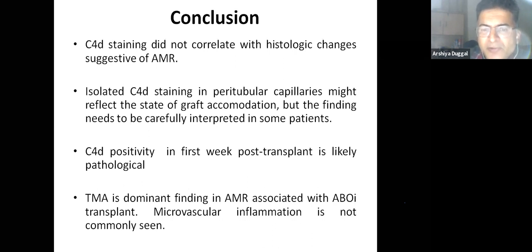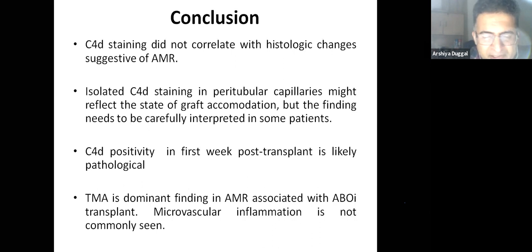You get to see microvascular inflammation when the graft nephrectomy is done, but on routine biopsies you don't get to see microvascular inflammation that dominantly. The other thing I want to highlight is that there were occasional cases in which 3-4 biopsies in an ABO-compatible transplant were done.